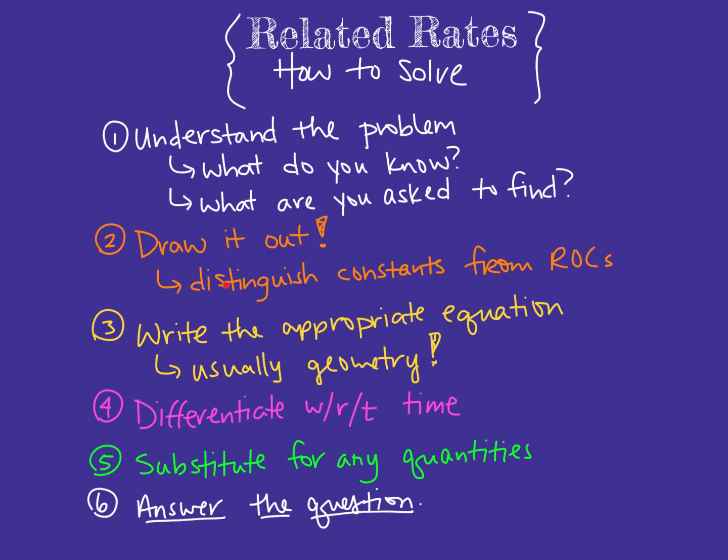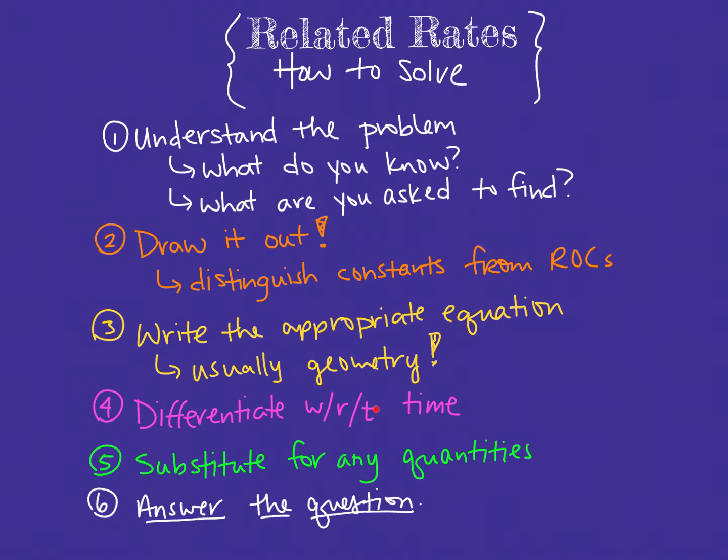A constant is something that stays consistent as a numerical value throughout the entire problem. It never changes. Then for a rate of change, we might actually be given a number, but it might say at that exact moment or at that instant. That is not a constant. Even though they are numbers, not all numbers in these problems are constant, so we're going to differentiate between the 2. Then we want to write out the appropriate equation. It's usually geometric. It might be the Pythagorean theorem or the volume of a cone. Then we want to differentiate with respect to time.